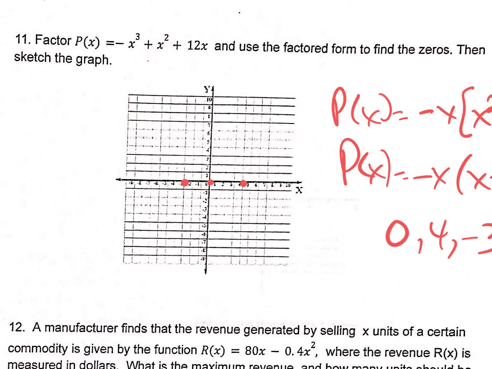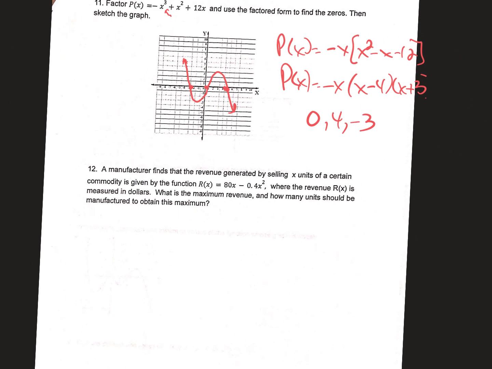Now, it started out odd. It's still odd, and it's negative. Odd positive goes down left, up right. So odd negative goes up left, down right. So I'm going to draw my graph. It's going to go up to the left. It's going to pass through there. Pass through there. I missed that one a little bit. I missed all of them. You get the picture. Let's keep going. Got one more.